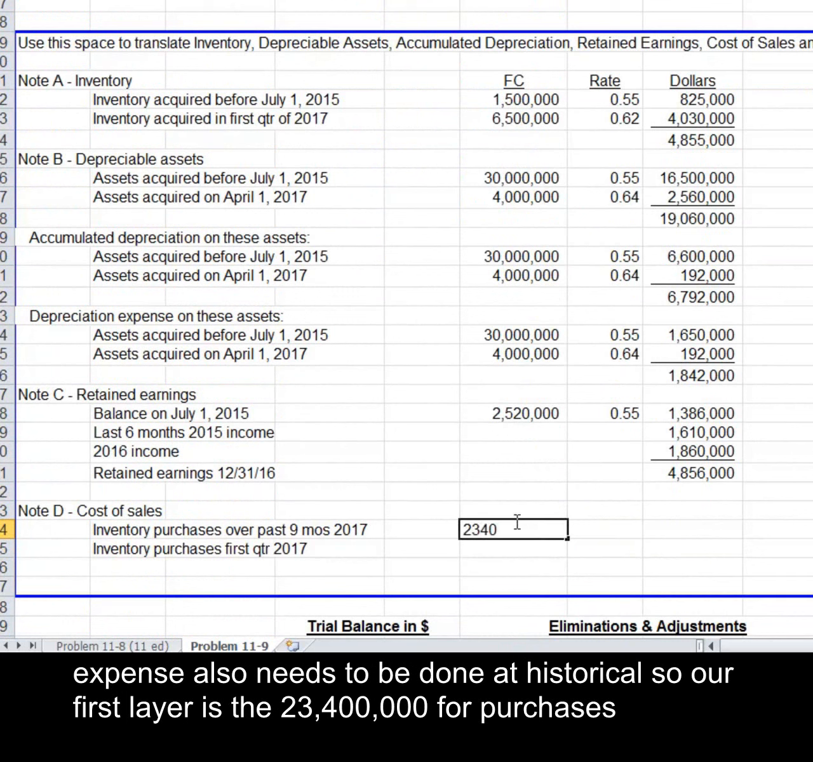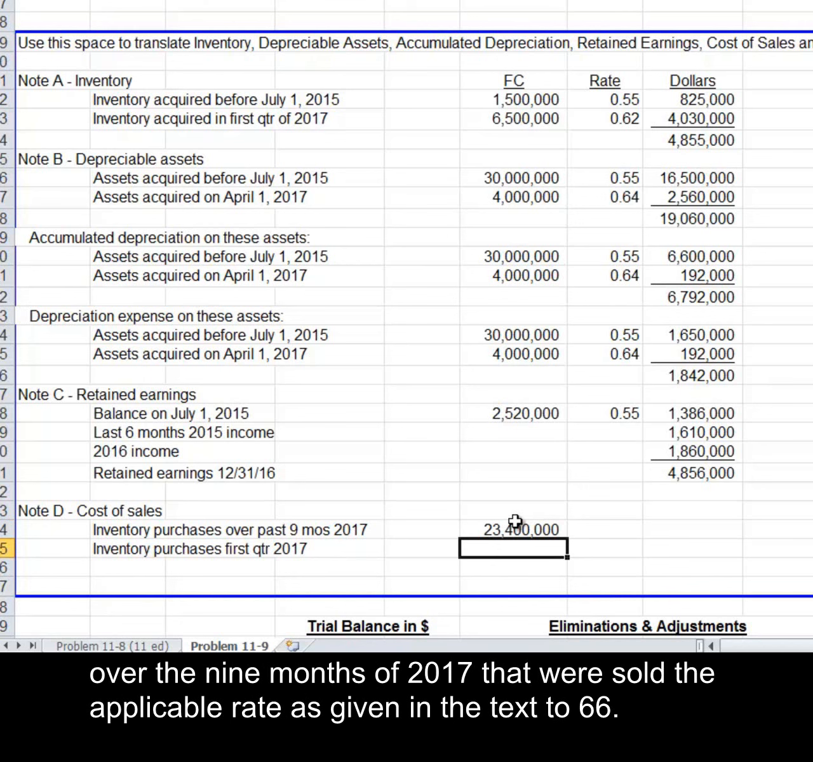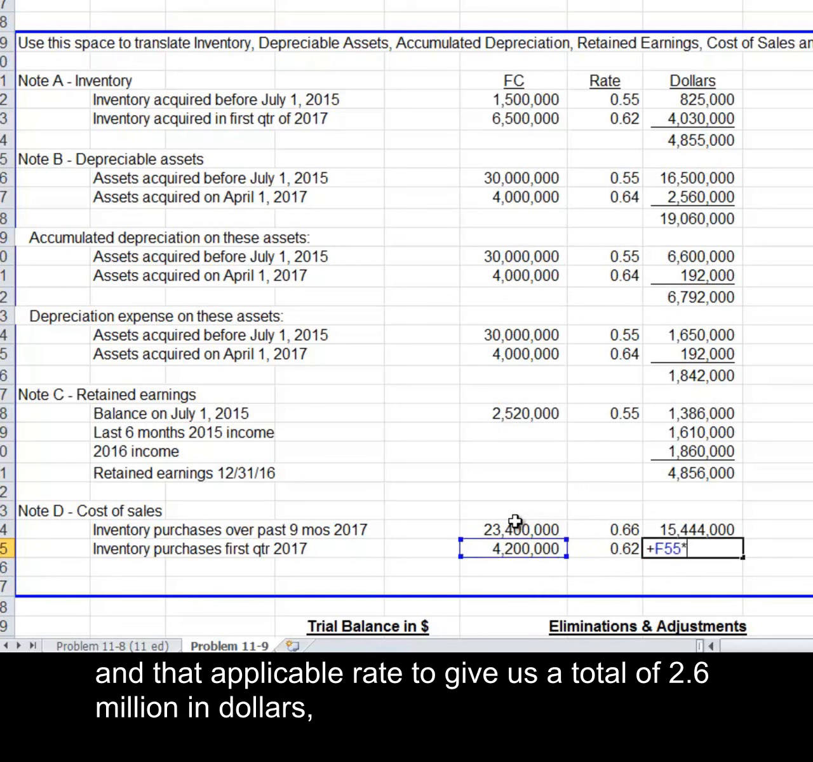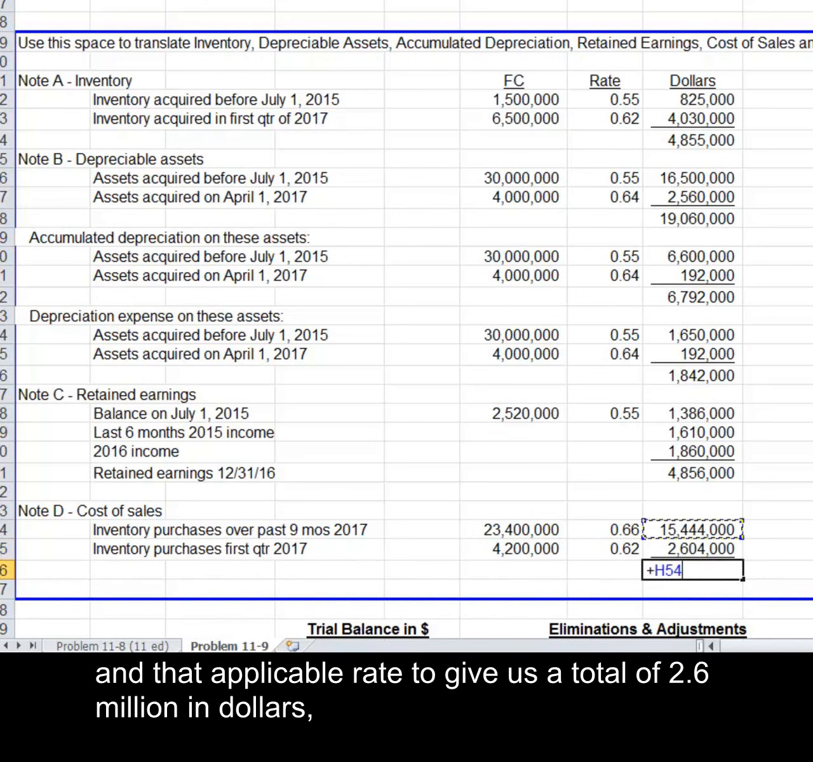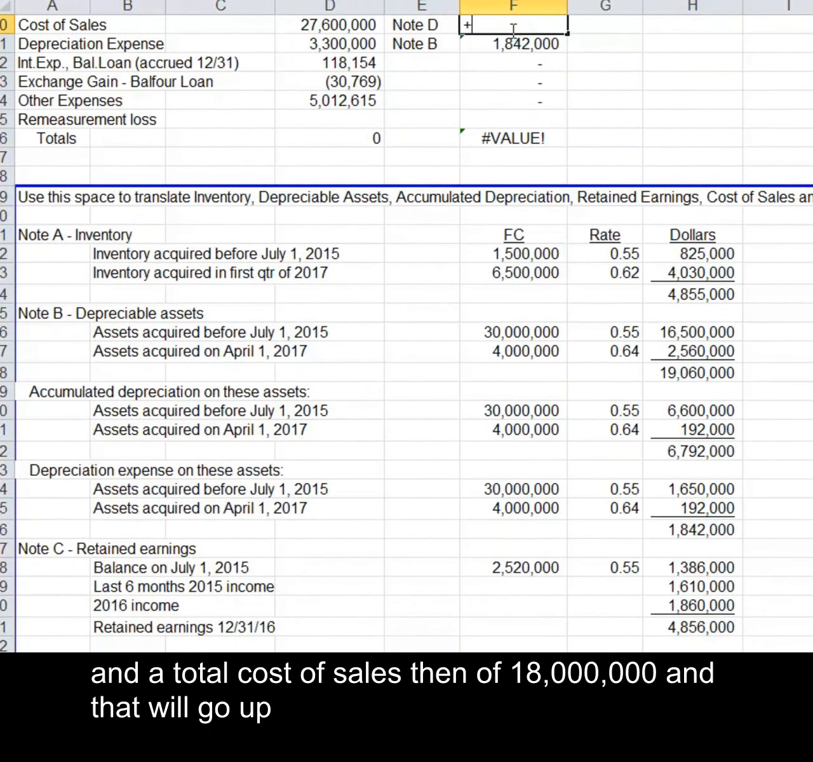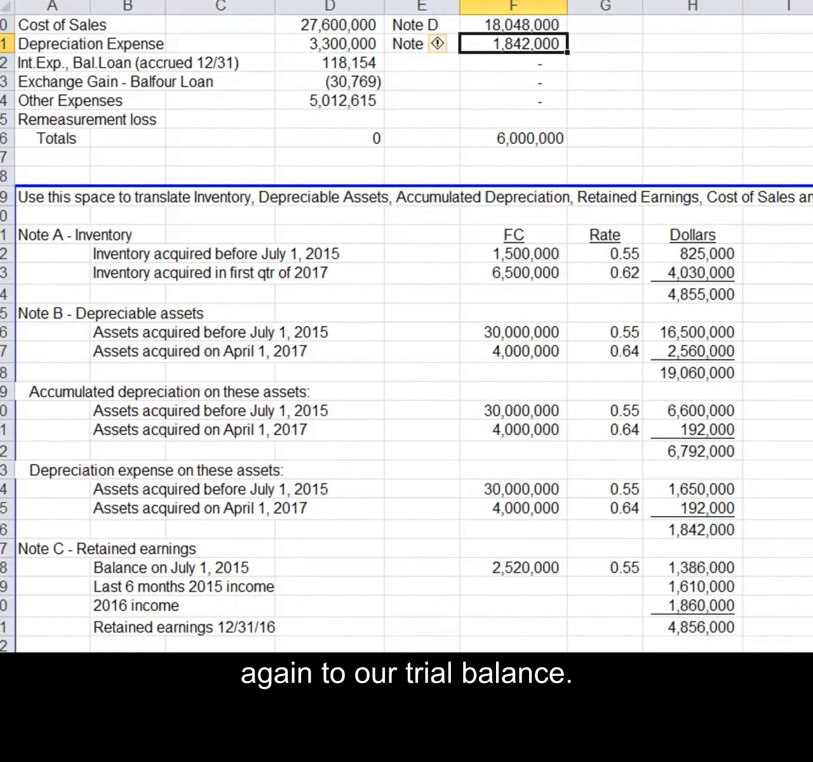So our first layer is the $23,400,000 for purchases over the 9 months of 2017 that were sold. The applicable rate as given in the text is 66. So that's our first layer. And then we also have the $4.2 million that was from the first quarter, and that applicable rate to give us a total of $2.6 million in dollars, and a total cost of sales then of $18 million. And that will go up again to our trial balance.